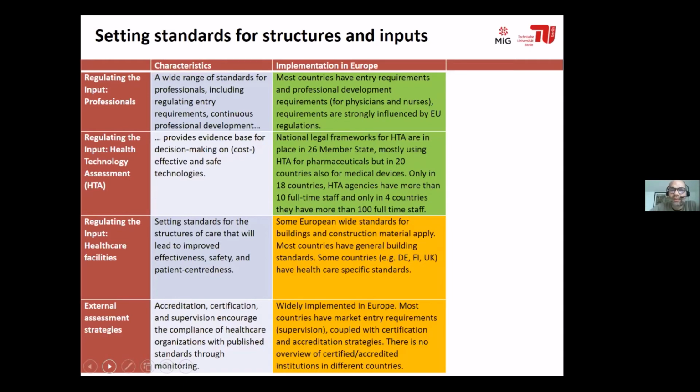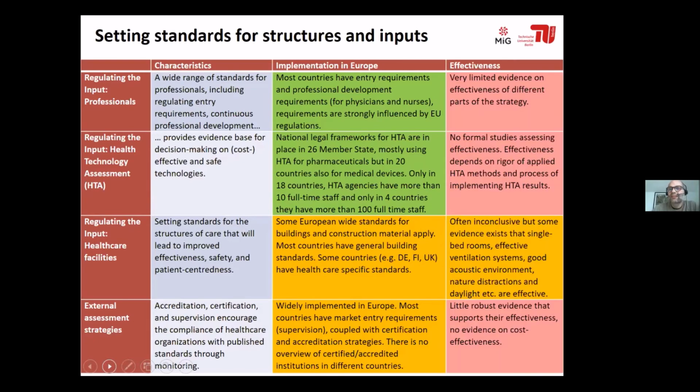Regulating the input in terms of healthcare facilities is more mixed, and the same is true of external assessment strategies, even though some of them exist in most countries. And this is a bit sobering actually: some of the most widely used strategies, you could say the strategies which have always been used, have little or no research or evidence on their effectiveness. You see 3 of the 4 we rated in red here. There are clearly gaps there.